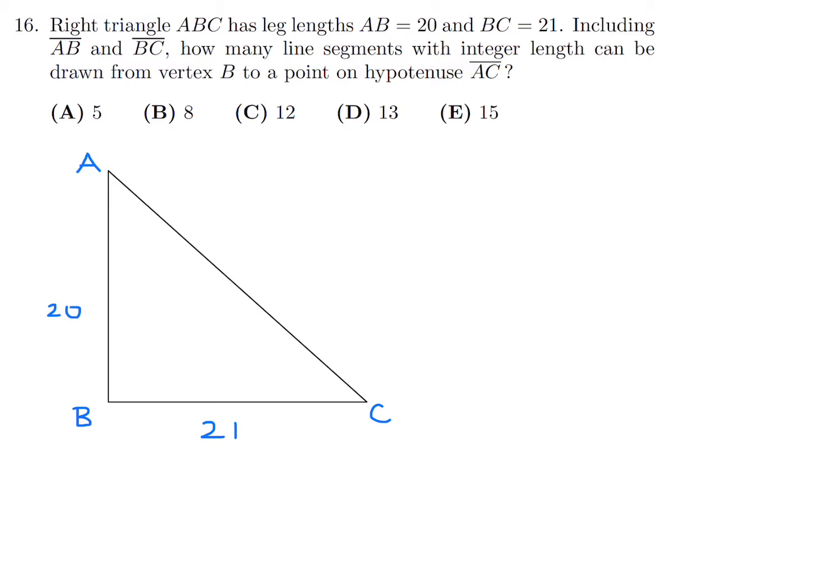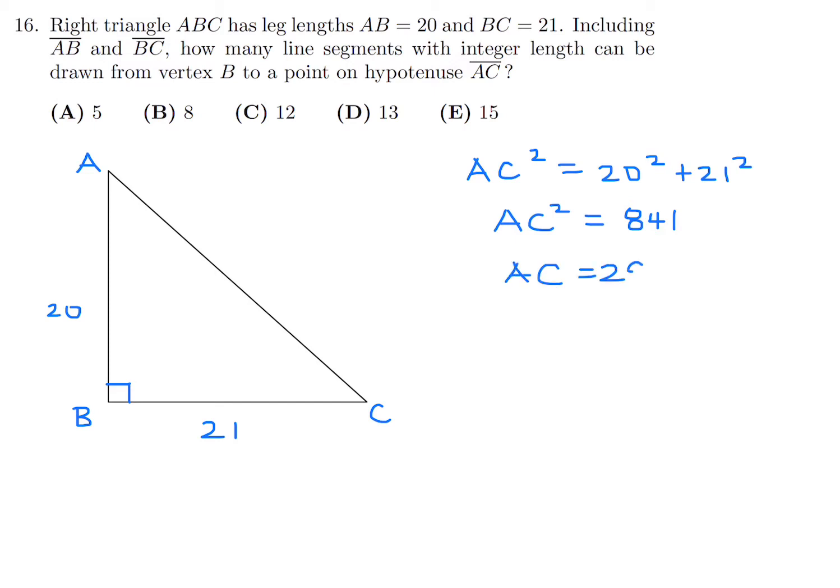Now, how do we approach this question? The first thing I want to find is AC, and I think that will help me get sort of a baseline as to what kind of numbers I'm dealing with. AC squared, since it's a right triangle, would be 20 squared plus 21 squared. And that's, what, 841? I think so, 841. And that means AC is 29.